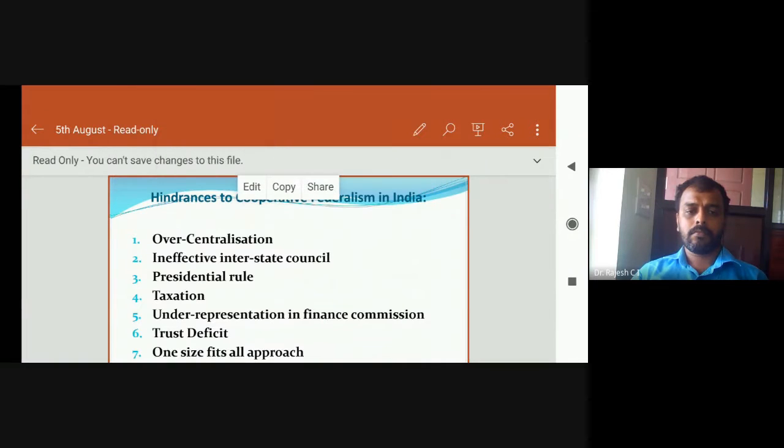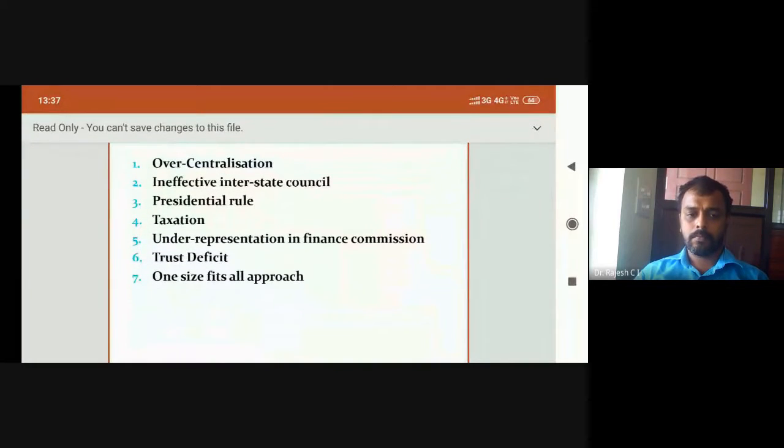Then we see presidential rule. In presidential rule, the constitution has provided the president with the power to take over the state machinery in situations of state failure and emergency. Unfortunately, it has been misused by political parties to subvert state governments. Then we see other hindrances like taxation, underrepresentation in the Finance Commission, and trust deficit between the center and the state. The last one is the one size fits all approach. This approach has been used for years without taking into account the heterogeneity of different states and their local requirements.